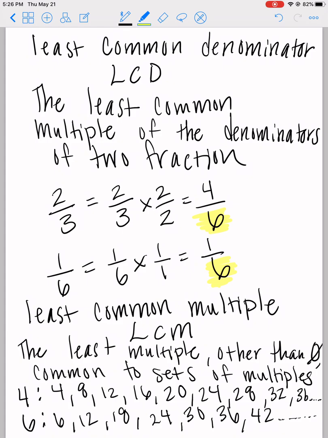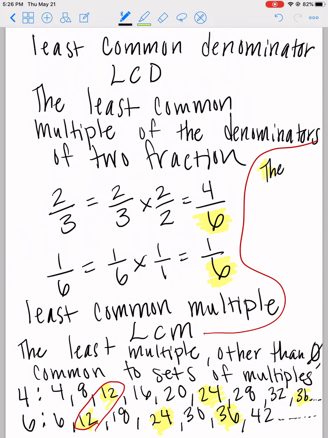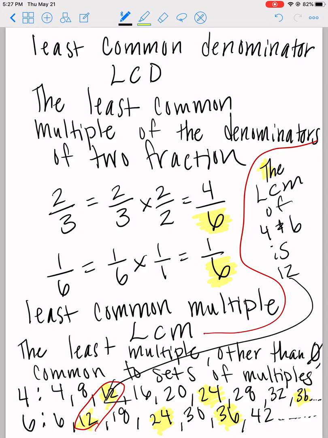The least means smallest, right? So let's first see. 4, 6, 8, 12, 12. So we got 12 and 12. What else do they have in common? 24 and 24. And 36 and 36. Okay, but they want us to find the least, the smallest common multiple. And the smallest that they have in common is 12. So let's just say LCM of 4 and 6 is 12. Boom. Okay, next page.